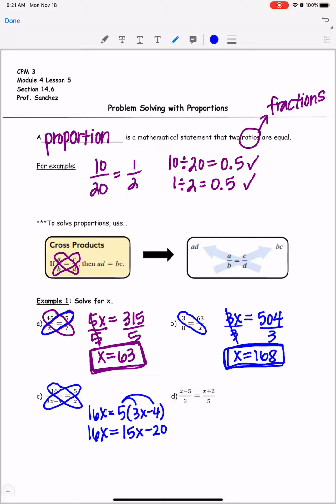We need to get x on the same side. So in order to do that, we're going to subtract 15x over. And so 16 minus 15 is 1. Instead of writing 1x, I'm just going to put x. So my x here equals -20.